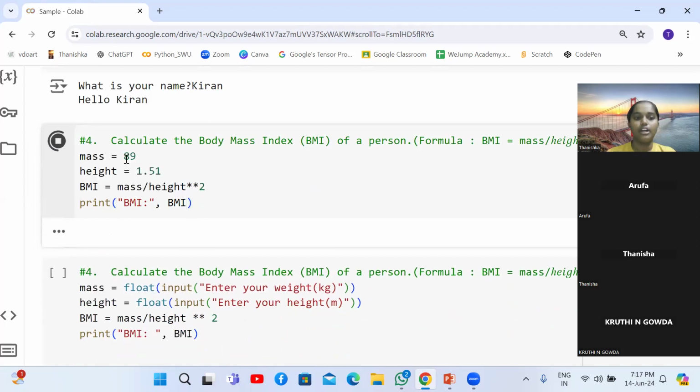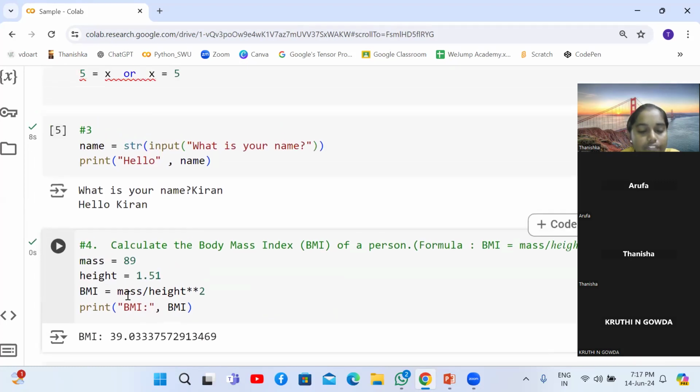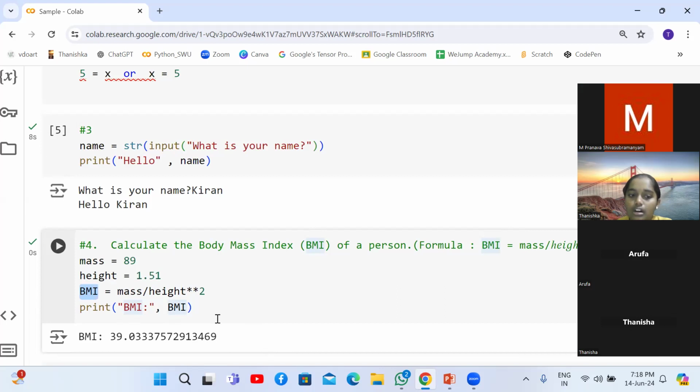So here, first we got the weight and then the height and then this is the formula. This whole formula you have given to a variable called BMI. And in the last line, you will write the same thing and then BMI. What is BMI here? The calculated one. So here they will calculate and then we got the answer, that is 39 point something. Okay. This is how you can calculate the BMI. Here I've used the decimal point.